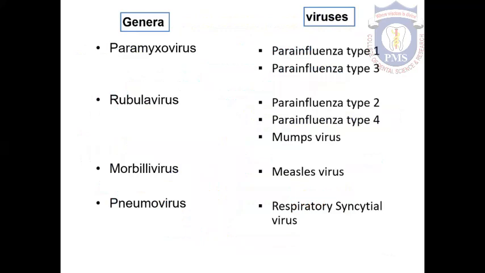Various genera: Paramyxovirus, containing parainfluenza type 1 and type 3, parainfluenza type 2, parainfluenza type 4, and mumps virus. Morbillivirus, that is measles virus, and Pneumovirus, respiratory syncytial virus.